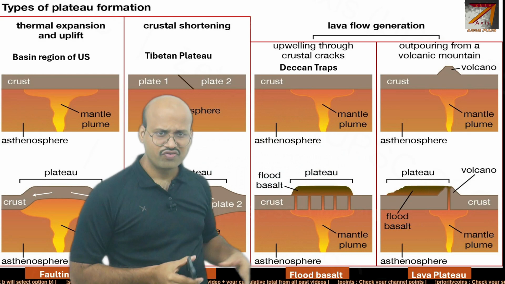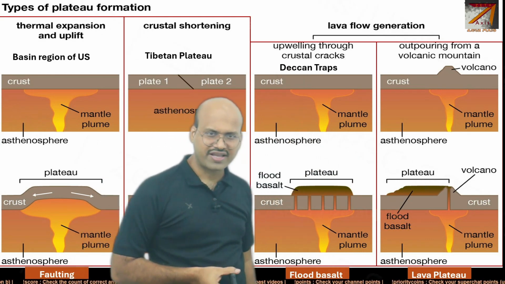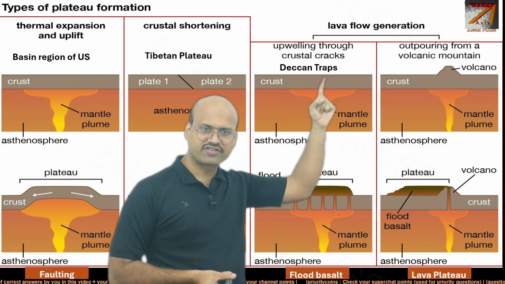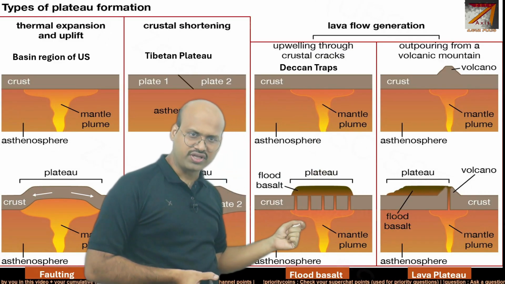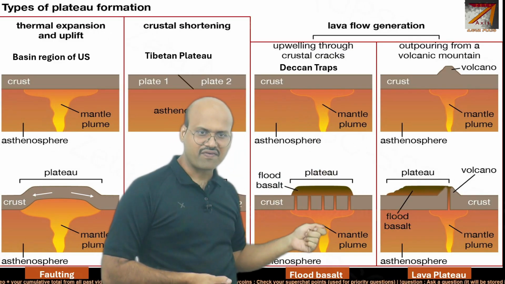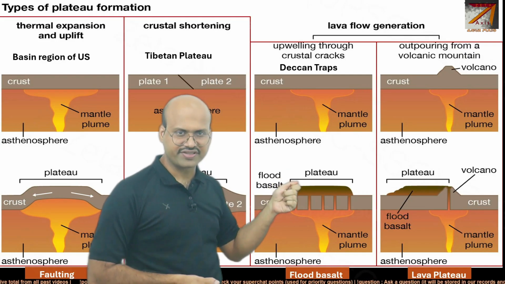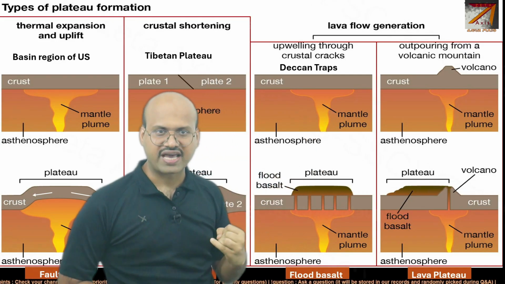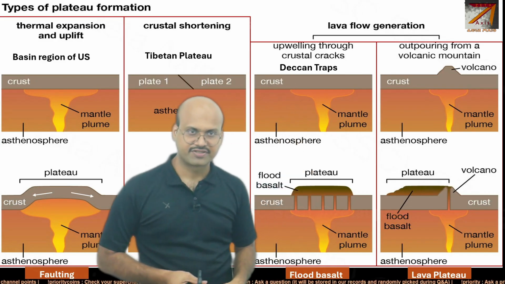Then we have the example of Deccan Traps. What can happen is that a mantle plume could come up below the crust and cracks will be formed, and then slowly this lava or magma will seep onto the surface, creating a plateau region. So remember, the hotspot over Reunion Island created our Deccan Traps.